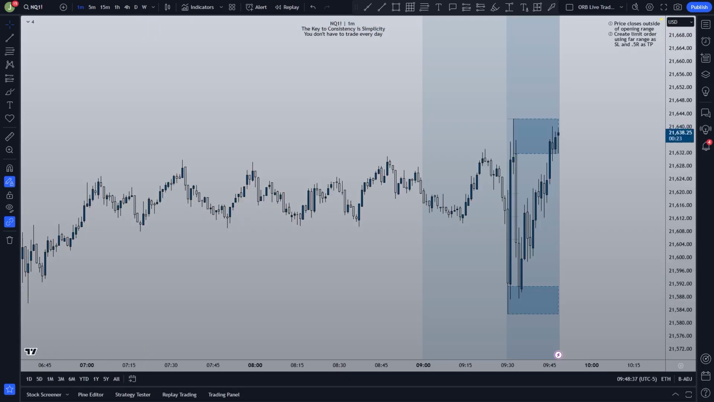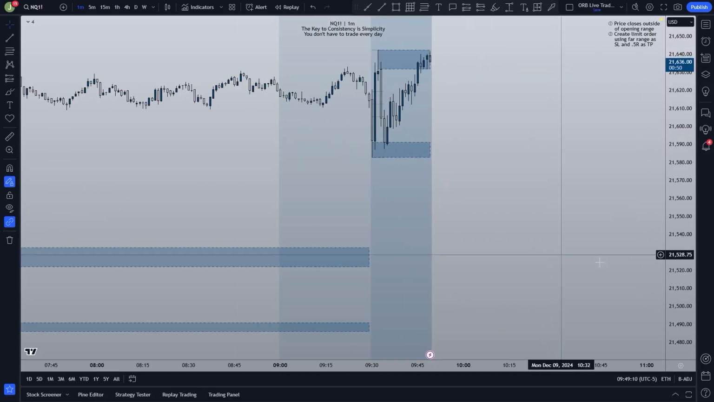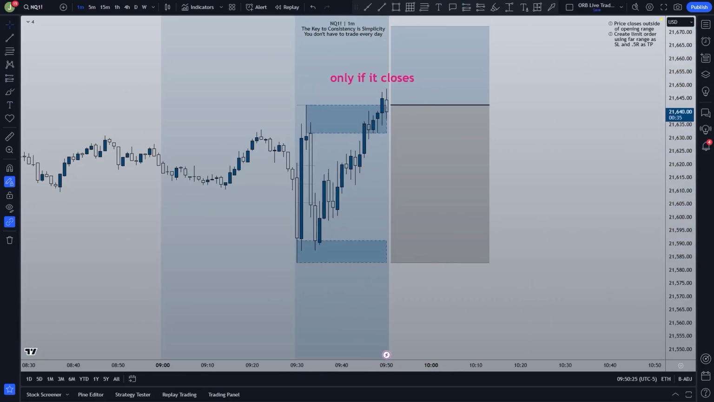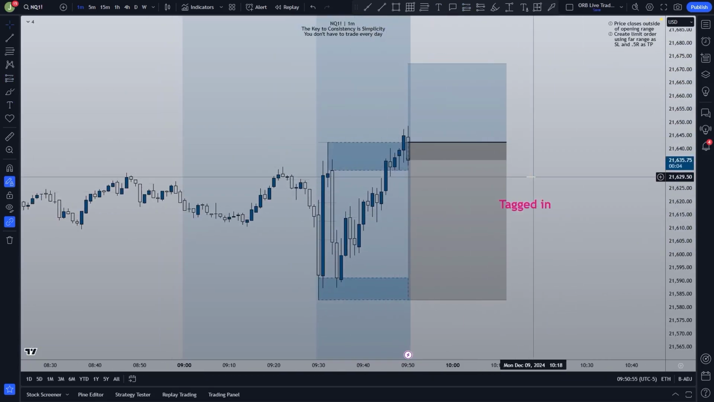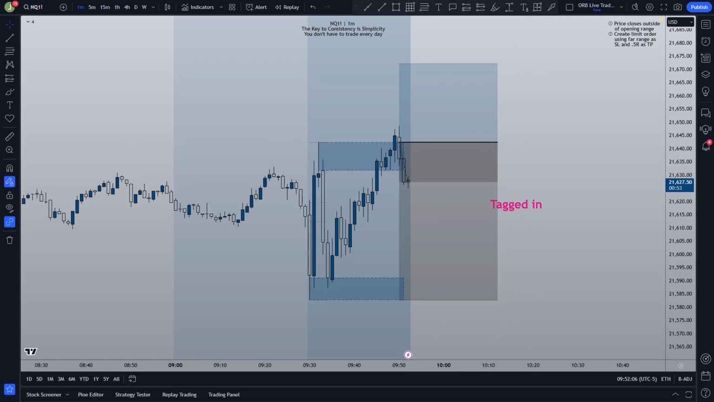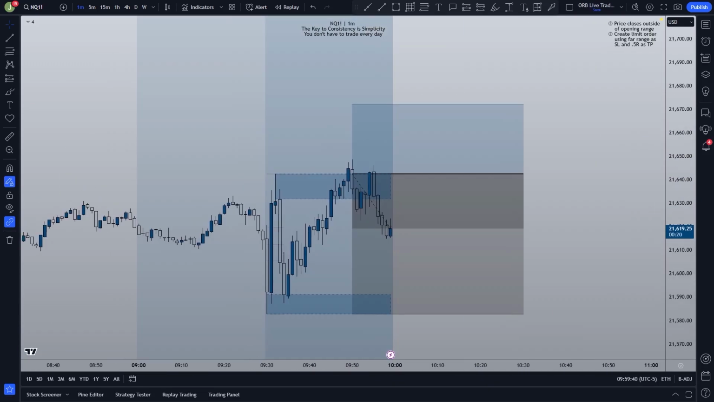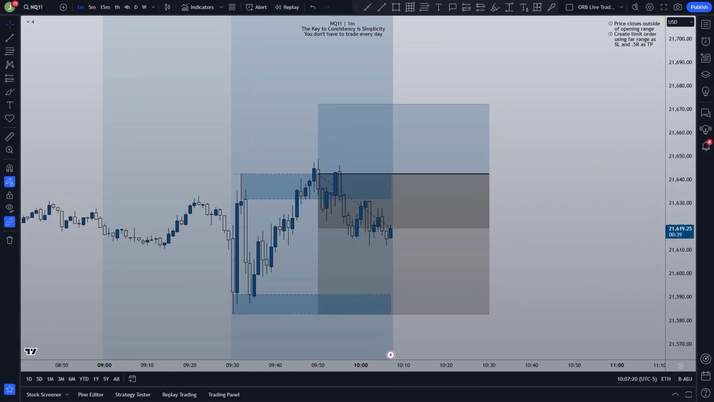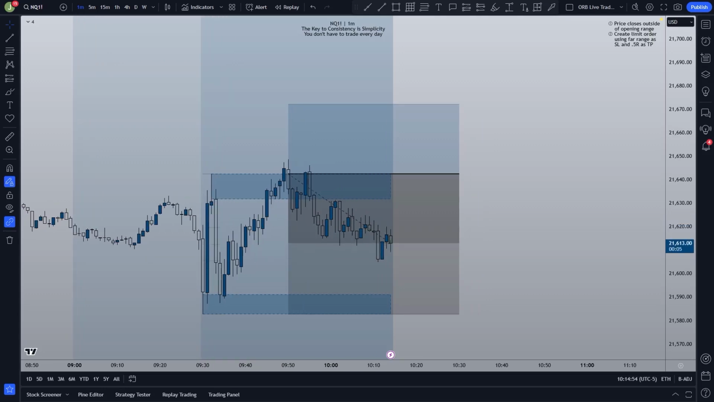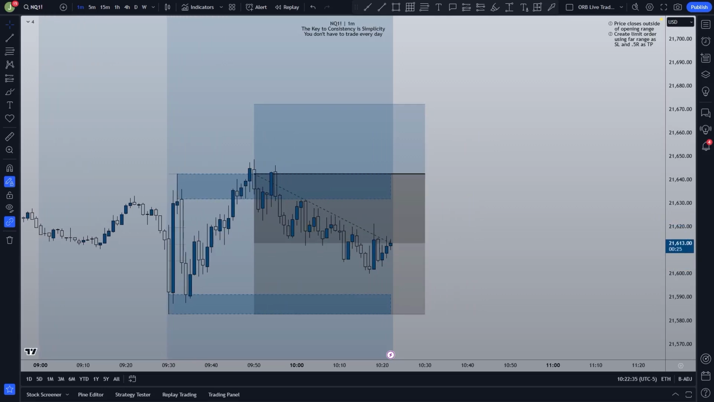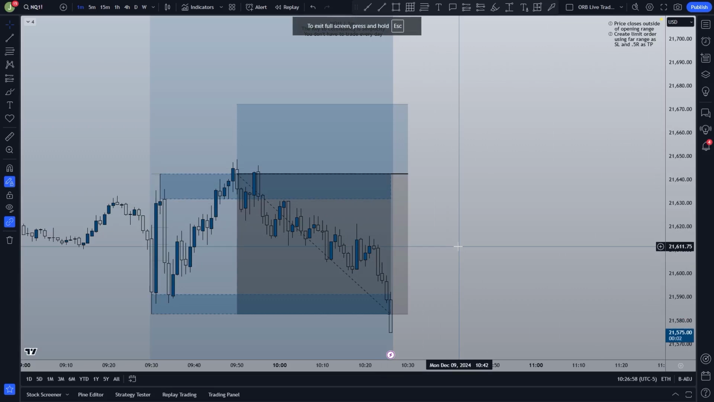Now that we've got the explanation out of the way, let's see if we can find a breakout entry for today's range. All right, so we're tagged into this, and let's see how it plays out. All right, so this ends up being a loss.